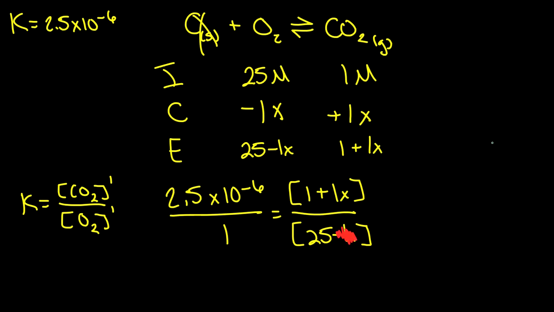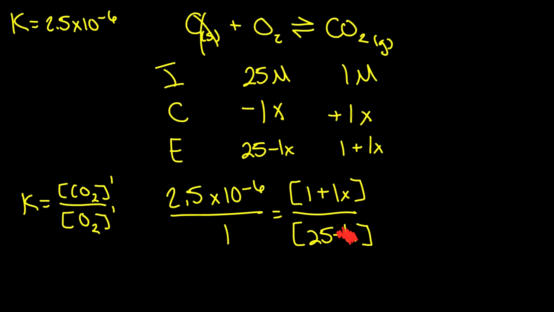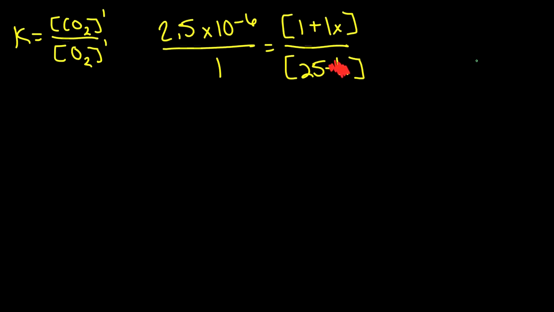Because the change in my reactant is going to be so small, it's not really going to be significant. Alright, now let's do a little bit of math. So 1 times 1 plus 1x is 1 plus 1x equals 2.5 times 10 to the negative 6th times 25 is 6.25 times 10 to the negative 5th.